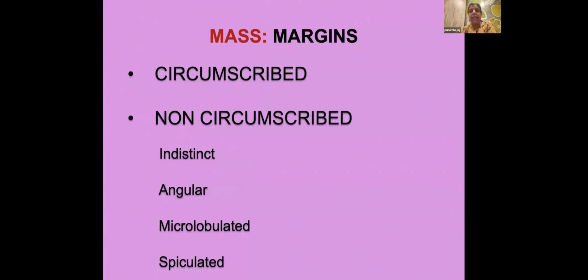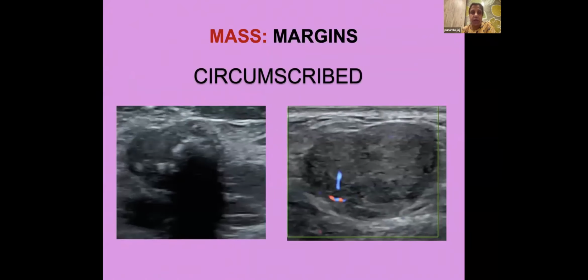Now we come to an important one, and that is margins. Margins can either be circumscribed or non-circumscribed. Once we say that the margins are non-circumscribed, we have to further categorize them. Let's see how we go about this. So the first is circumscribed. The English Webster Dictionary says that circumscribed means sharp, abrupt. So when you see sharp margins, like you see here, with an abrupt transition between the lesion boundary and the surrounding parenchyma, you say that the margins are circumscribed.